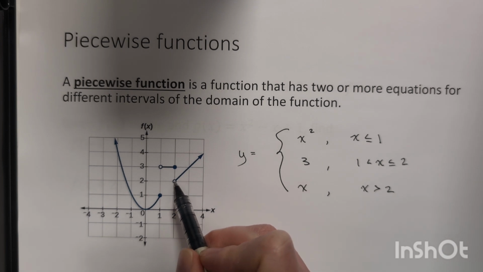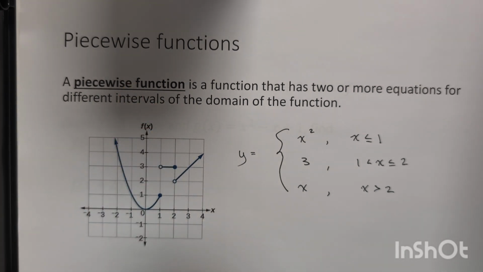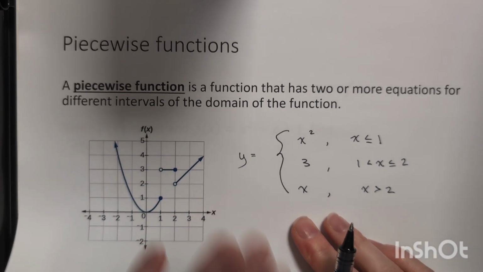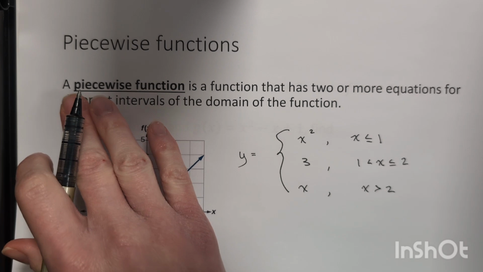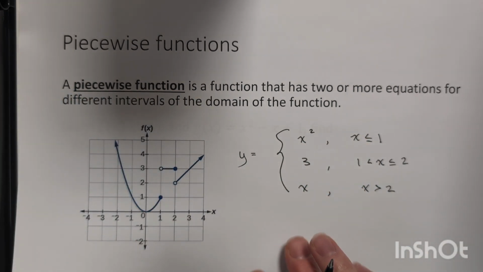If this, for example, had been a filled-in circle, it would no longer be a function because it wouldn't pass the vertical line test. So you need to make sure it's being restricted where you don't have any overlap. Just be acquainted with the fact that that is what a piecewise function is and what it looks like. How we come up with those will come later.